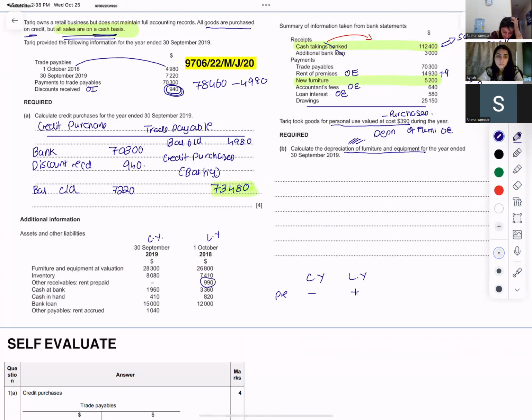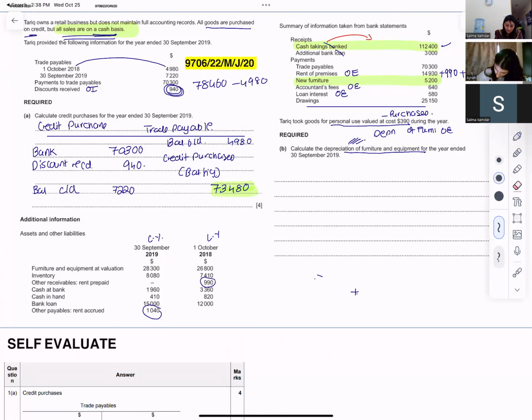Yes, 1040 will be added. Outstanding of the current year. It's outstanding of the current year, so you'll add it. Okay, fine.